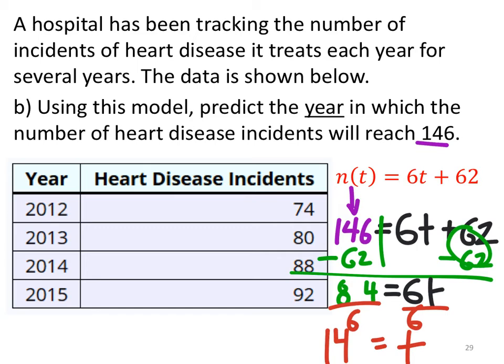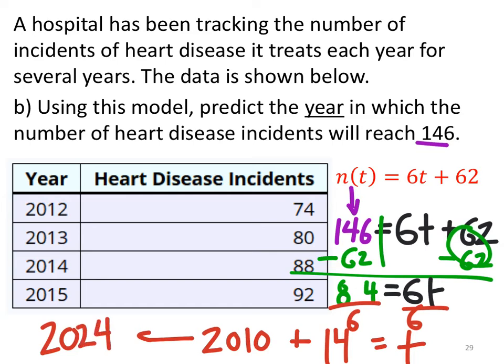So that means you're going to have to take this and add 2010 to it, and that will tell you the year that you would expect 146 heart disease incidents to occur, which would be the year 2024. I'll just put year. I feel like I have to label it because it's a word problem, you know what I'm saying? So there we go, the year 2024.